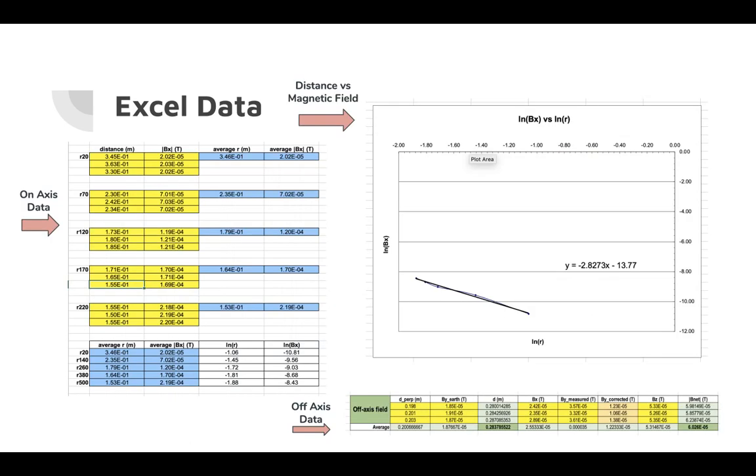Some Excel data: the plot shown to the right is the linear plot that I found using my data. My equation was y equals negative 2.8273x minus 13.77. To the left, I have my on-axis data at different distances, and at the bottom, I have my off-axis data at different distances of d perp.